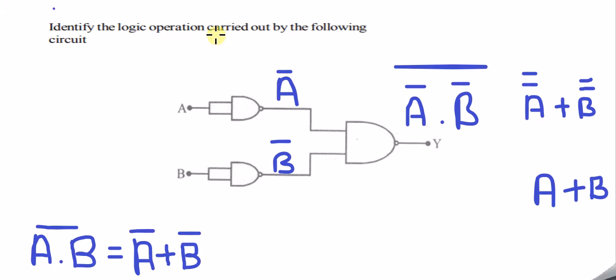So identify the logic operation carried out by the following circuit. So this is the circuit. Okay. So for this circuit, what is the output Y? A and B are the inputs, and what is the output Y? We have to find out here. So for this, it is very easy to solve step by step for any logic circuitry.